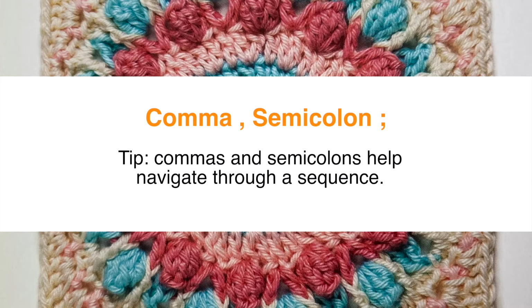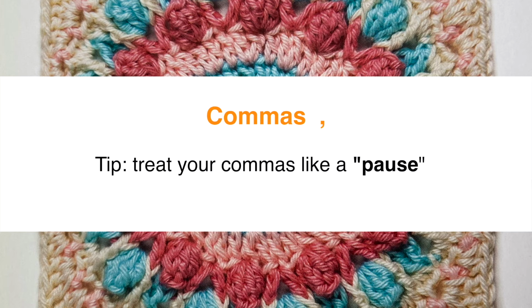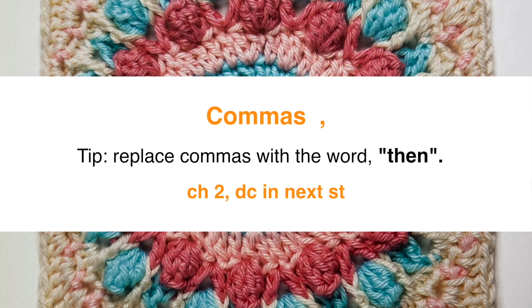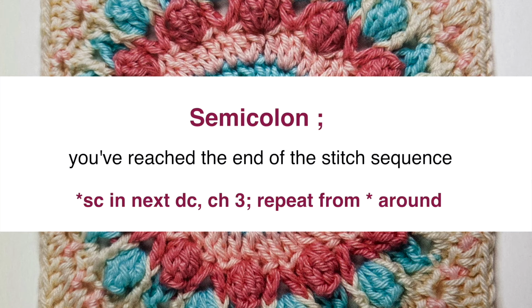As you're reading through a pattern, commas and semicolons help a lot to follow along the pattern knowing where to stop and start. My biggest tip here is to look at your commas as pauses as you're working through the directions and to replace that comma in your mind with the word then. For example, chain 2, comma, double crochet in the next stitch, could be read as chain 2, then double crochet into the next stitch. Now when you see a semicolon, that's usually there to let you know that you've completed the entire sequence and you'll be given instructions on what to do next.